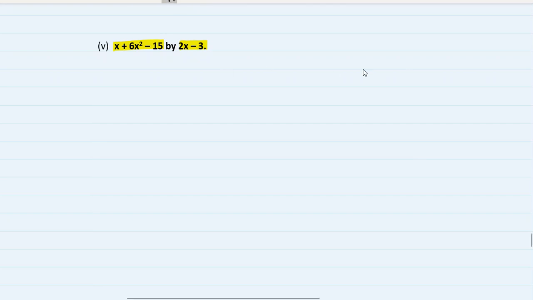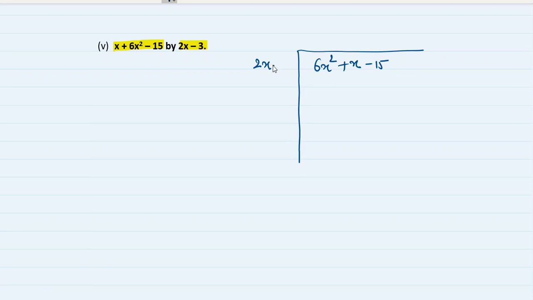So what is long division? Long division is the same method of division which we use for dividing two numbers in a long form. So inside you write your dividend. So how do you write your dividend? First you write the term with the highest degree. So that is 6x square. Then you write all the terms in descending order of the degree. 6x square plus x minus 15, and here you are writing 2x minus 3.